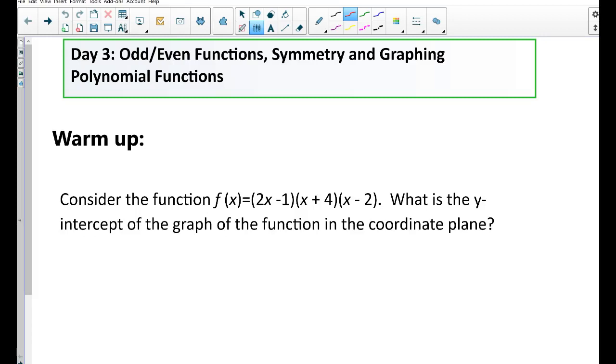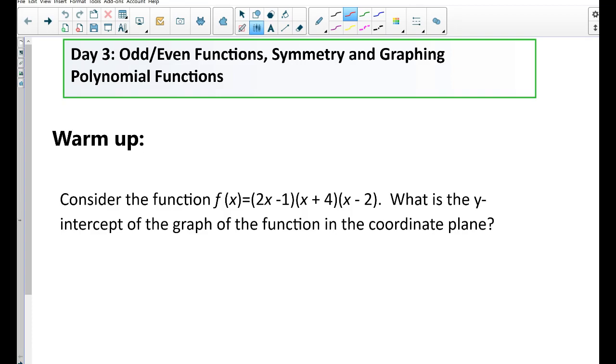This is Unit 3, Day 3, and we're going to examine odd and even functions, which are different than odd and even degrees, as well as graphing polynomials. So I'd like you to put the video on hold and actually try the warm-up.